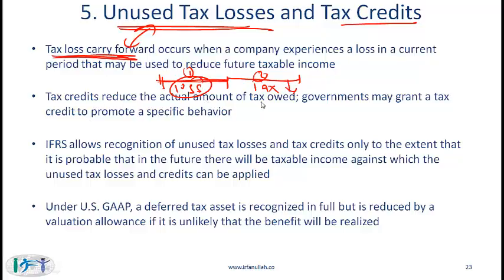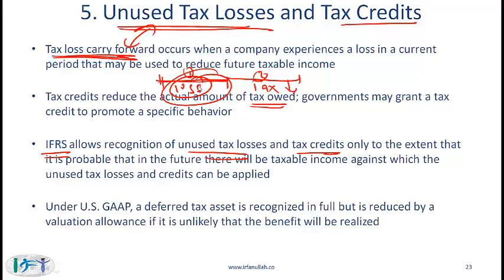Tax credits reduce the actual amount of tax owed. Governments may grant a tax credit to promote a specific behavior. So a company might set up a factory in a rural area because the government gives a tax credit for doing so. IFRS allows recognition of unused tax losses and tax credits only to the extent that it is probable that in the future there will be taxable income against which the unused tax losses and credits can be applied.